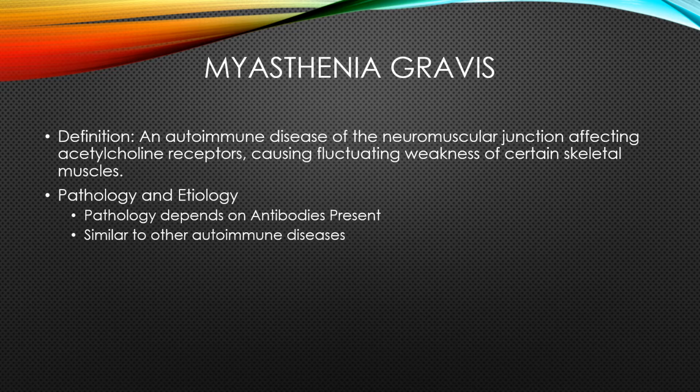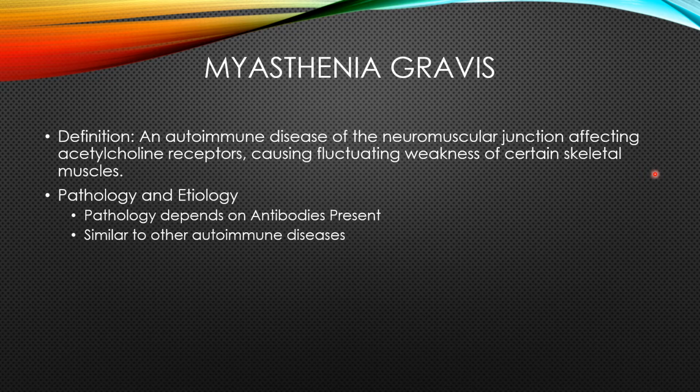Ocular involvement usually involves the eyelids or the extraocular muscles, and that presents in about 90% of the cases during the first 2 years of onset. The pathology of myasthenia gravis is dependent on the type of antibodies that are present. The antibodies can be of the IgG1 and IgG3 subtype. They bind to acetylcholine receptors present in the postsynaptic membranes of skeletal muscles and activate the complement system, leading to the formation of the membrane attack complex, or the MAC.